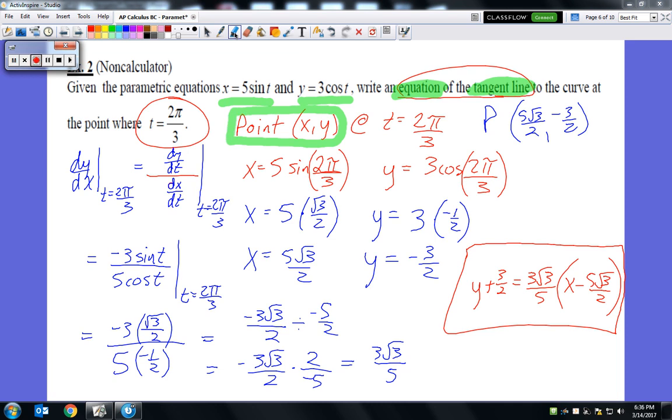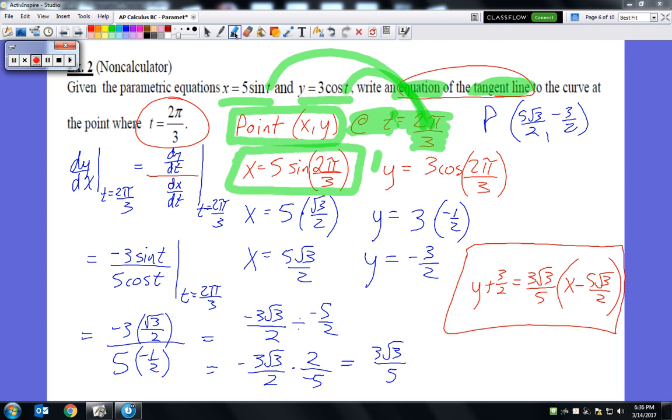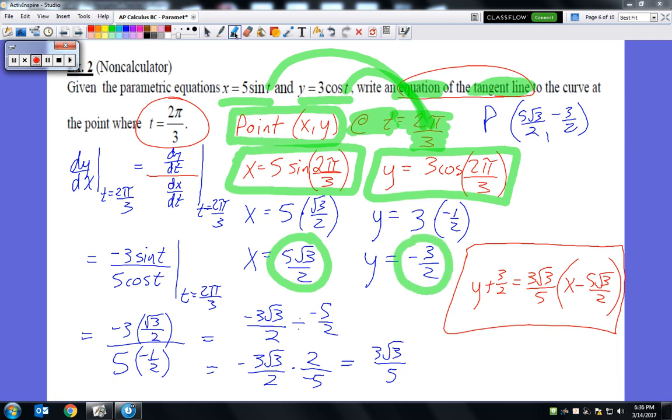And that will come whenever we're looking at the time of 2 pi over 3. So if I put the time of 2 pi over 3 in for this t and for this t, I would get x's component as the following, and I'd get y component as the following. Now just doing what I know of unit circle and simplifying, I get my x value is 5 root 3 over 2, and my y value is negative 3 halves. So my point just became 5 root 3 over 2, and negative 3 halves is my x, y value.